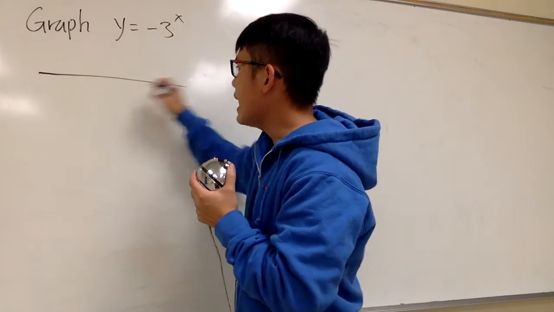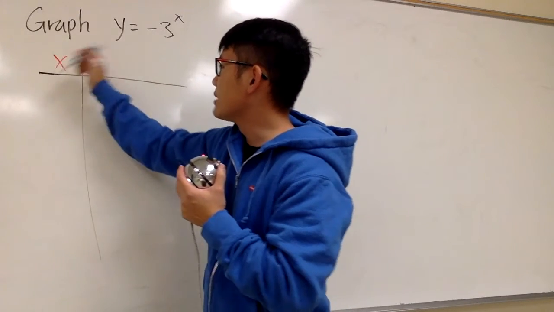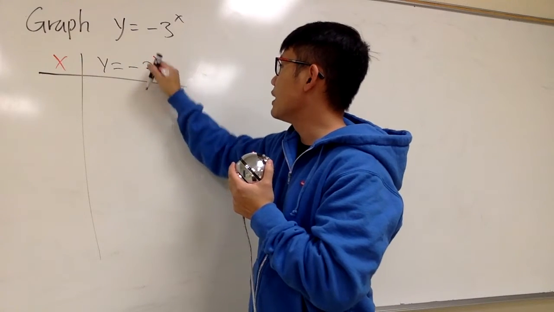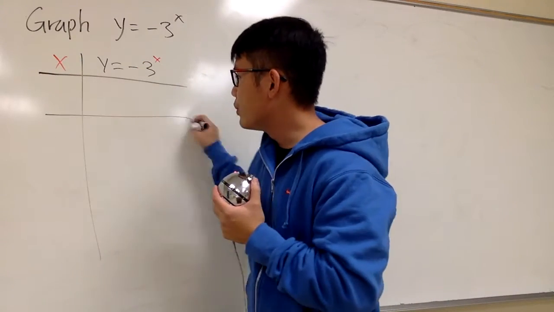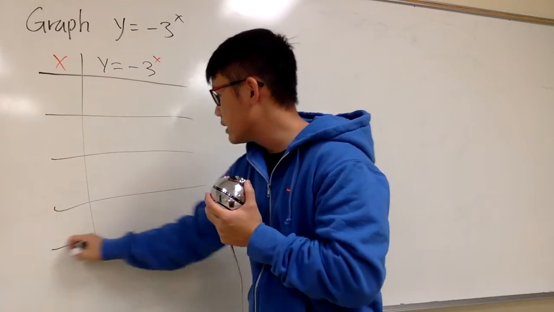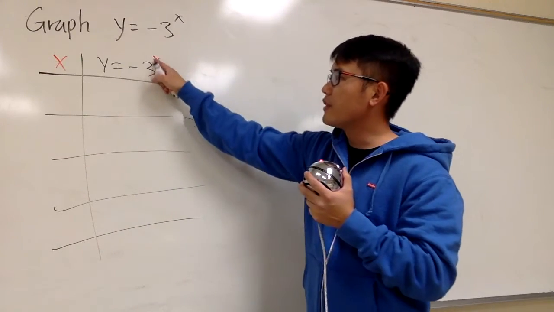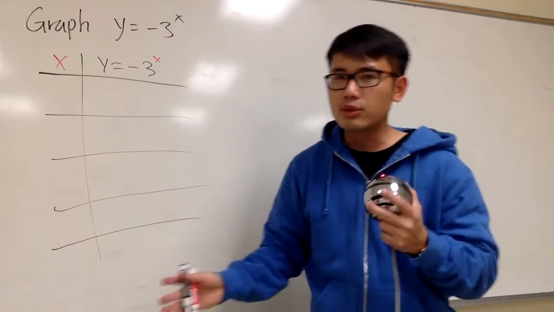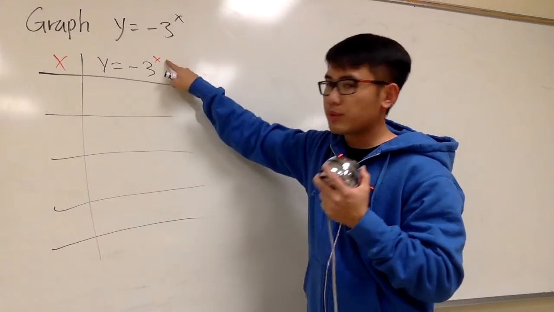So let's first make a table with 5 points. I will pick some x values, and the y value will be negative 3, and then raised to the x power like this. And I'm going to have 5 points for you guys. And notice that right here for the exponent, this is just an x. This is not x minus 1. This is not x plus 2, whatnot. It's just an x, right?